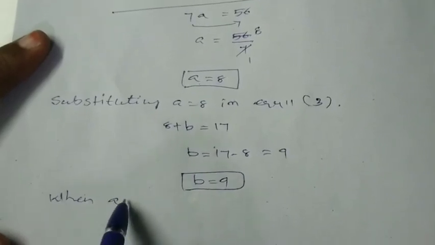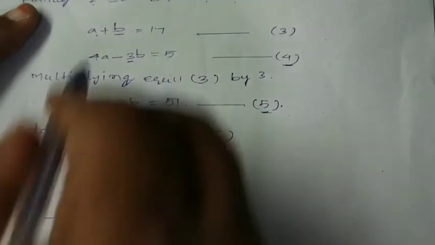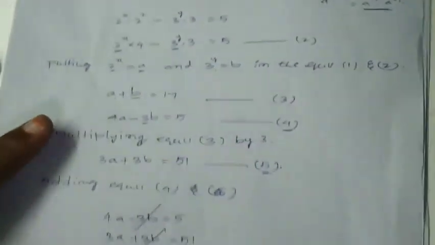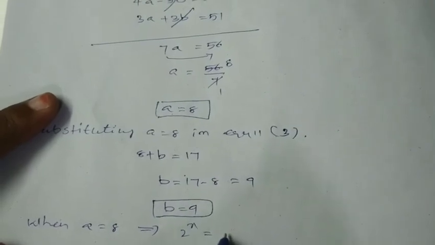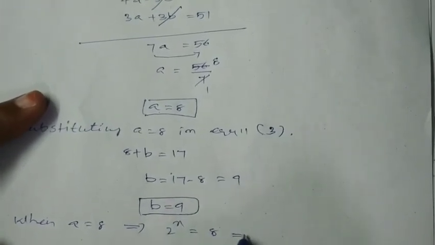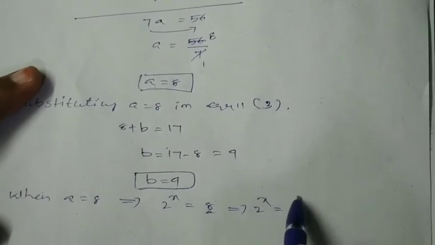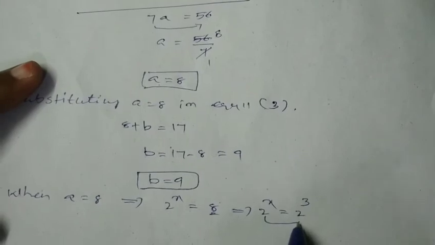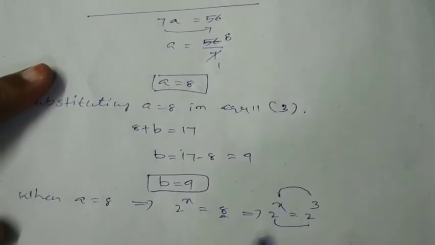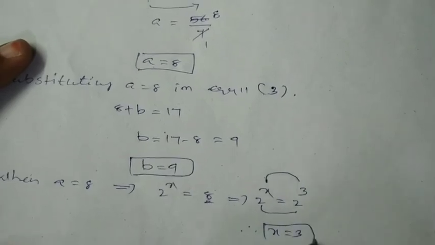When a equals to 8, this implies a equal to 2 power x. Substitute here. 2 power x is equals to 8. This implies 2 power x equals to 8 equals to, we can write exponential form 2 cube. Bases are equal now, so exponents also should be equal. Therefore x equal to 3.